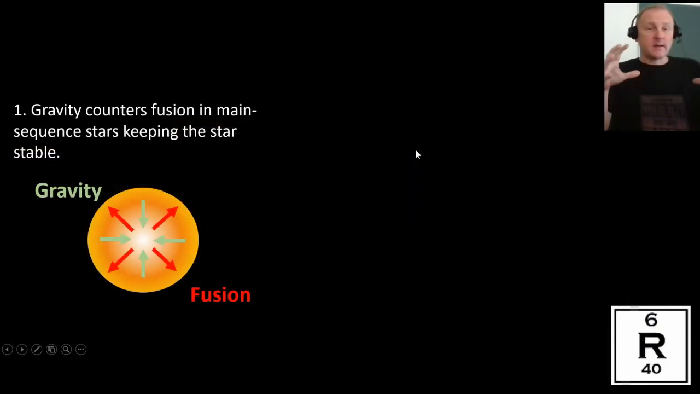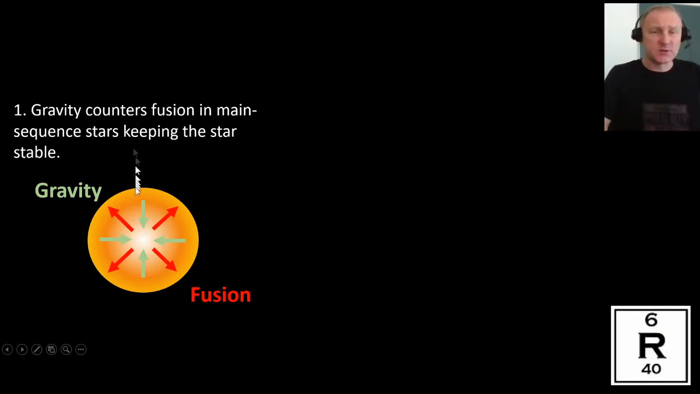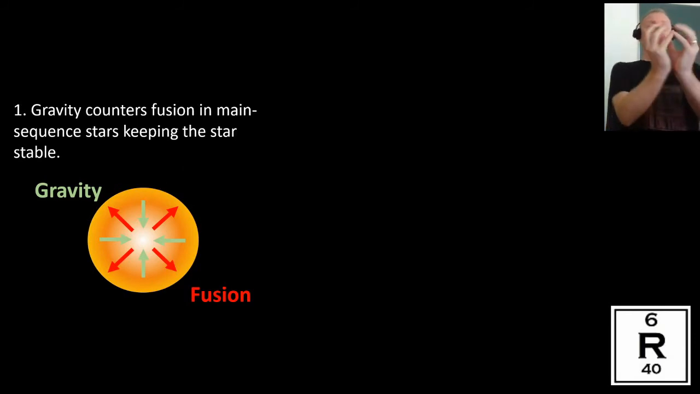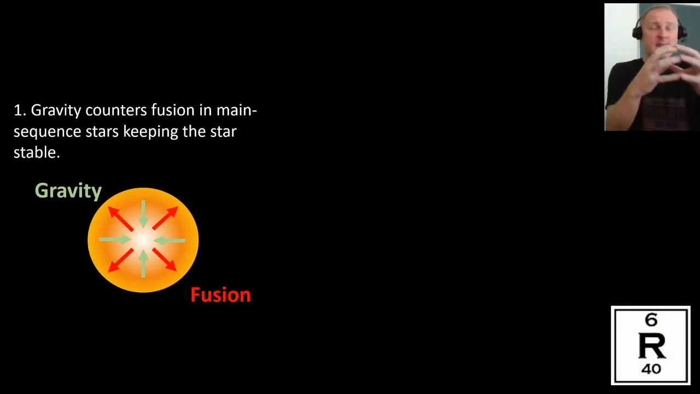The nebula turns into a protostar, which then turns into a main sequence star, and there's so much material, there's so much gravity, it's pushing in, that it starts to undergo fusion, which starts to explode and push out. Actually, the gravity counters the fusion in main sequence stars, keeping it stable. A star will spend most of its life in this stage, where the hydrogen is fusing into helium, and that's offsetting the massive pressure, the massive gravity of trying to crush it down.